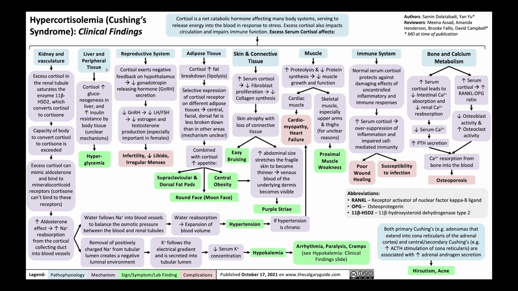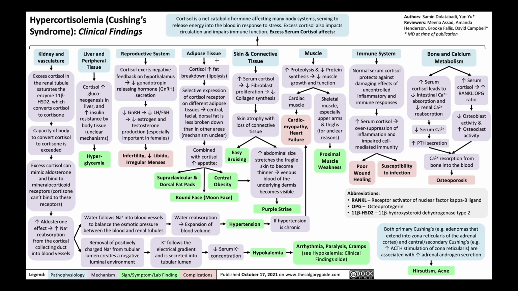Now for the liver and peripheral tissues. Excess serum cortisol increases gluconeogenesis in the liver and increases insulin resistance by body tissues via unclear mechanisms. That contributes to hyperglycemia, or high blood glucose levels. In the reproductive system, cortisol normally exerts negative feedback on the hypothalamus to reduce gonadotropin-releasing hormone, or GnRH, secretion. Reduced GnRH reduces LH and FSH production, reducing estrogen and testosterone production, which is especially important in females. This can result in infertility, reduced libido, and irregular menses.